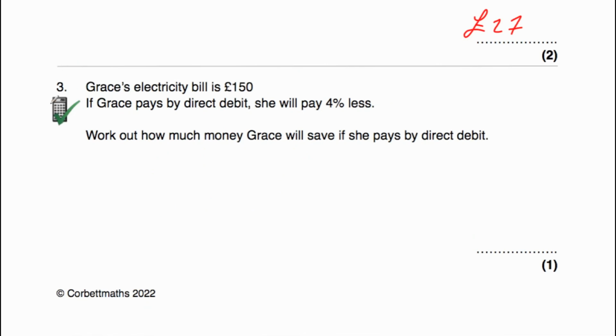Okay, let's have a look at question number 3. Question number 3 says, Grace's electricity bill is £150. And if Grace pays by direct debit, she'll pay 4% less. Work out how much money Grace will save if she pays by direct debit.